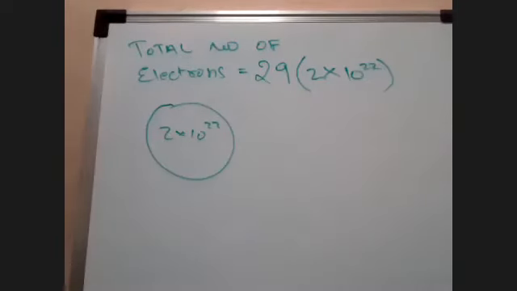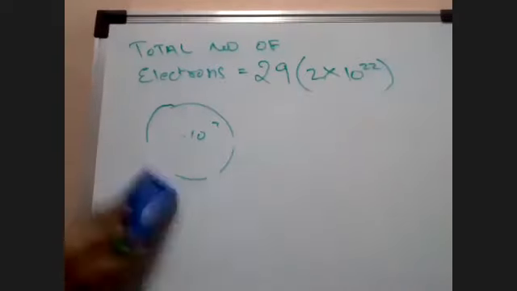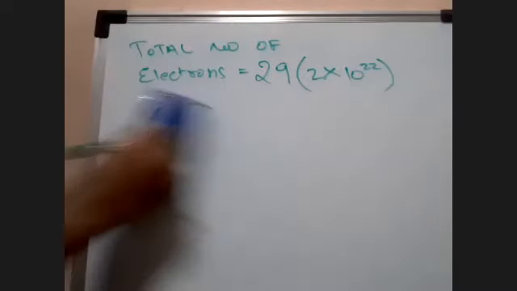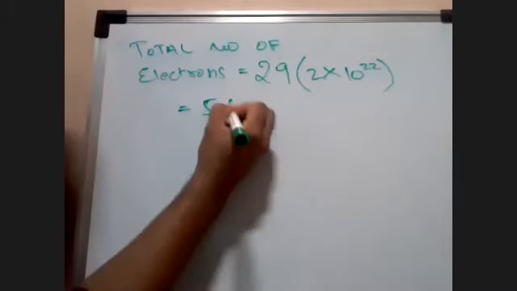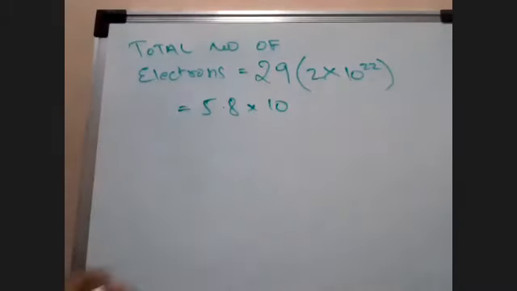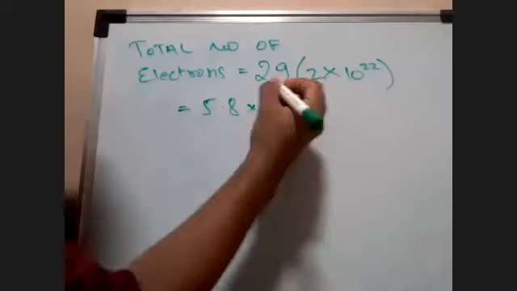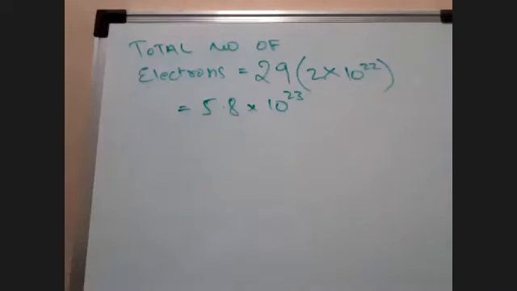So how much is that equal to? If you calculate, you will get around 5.8 into 10 raised to 23 electrons. So now this is the total number of electrons we got. Now, what was the question? It was asking what fraction of electrons must be removed from the sphere to give it a charge of plus 2 microcoulombs.